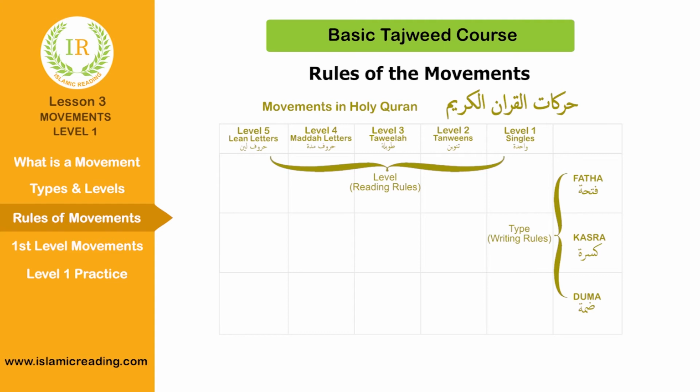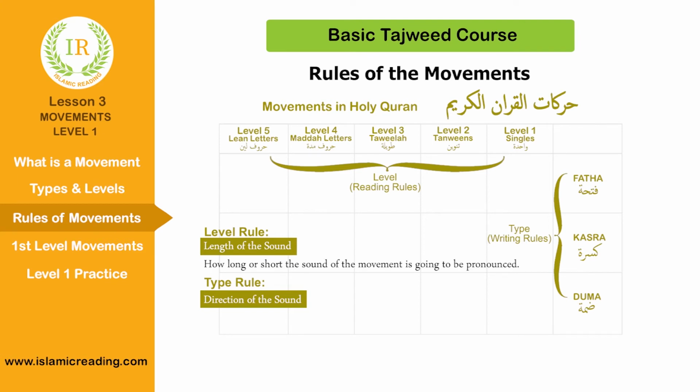In the levels of the vowel movements, the basic sound will always exist. But gradually, with every level, there is going to be some addition in the sound's quality or quantity. We can say that in every level, there is one key rule for the length of the sound and one key rule for the direction of the sound. Length of the sound tells us the quantity of the sound, meaning how long or short we are going to pronounce the sound. And the direction of the sound tells us in which direction we have to pronounce that long or short sound.